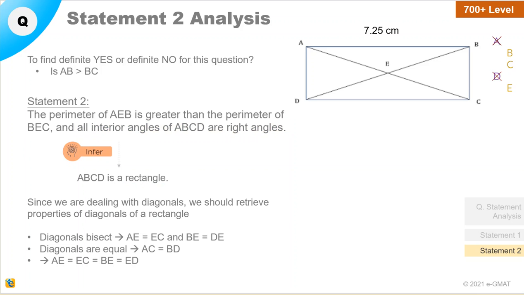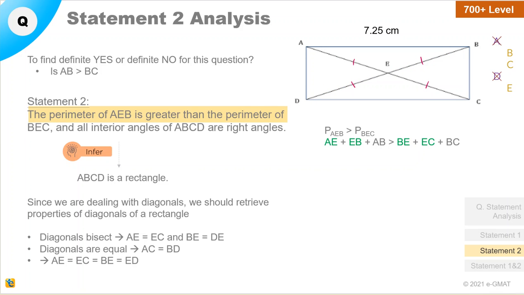And now that you have a rectangle, you can talk about the properties of the diagonals of a rectangle. One, that the diagonals bisect each other. So AE is equal to EC, and similarly ED is equal to EB. They bisect each other with the midpoint of both of the diagonals being E. Next thing you have here is the diagonals are equal. So the entire length AC is equal to the entire length of BD. So finally, what can you conclude from here? That all of these 4 small parts are also equal. So AE is equal to EC, that is equal to ED, and that is equal to EB. All of these parts are equal.